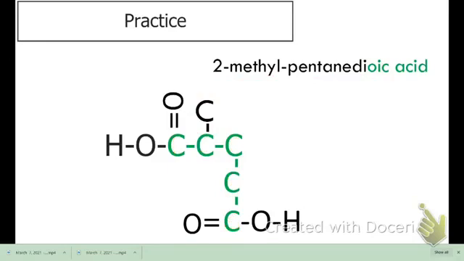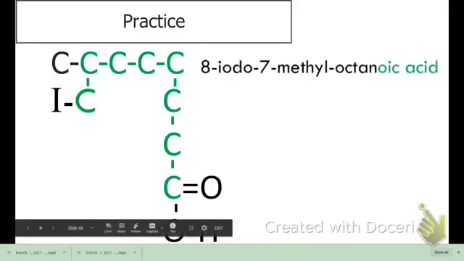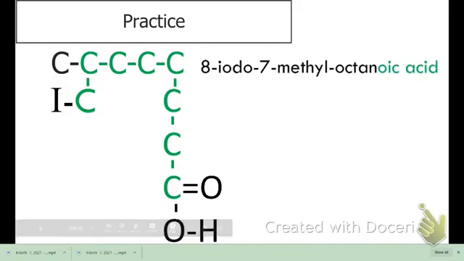Okay, let's look at another one. Best way to do it is just keep doing them. Try and see if you can name this one. Pause the video if you need to, and then play to check yourself. This is 8-iodo, 7-methyl octanoic acid. Okay, well, let's see. Why is that 8-iodo?